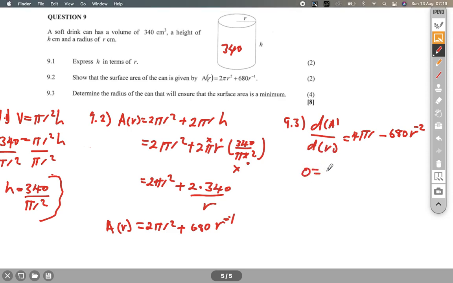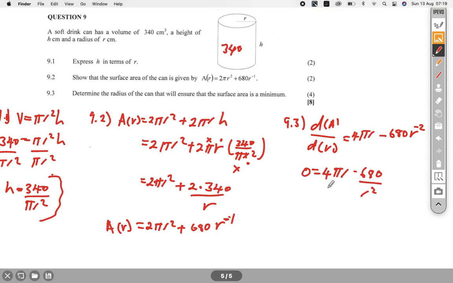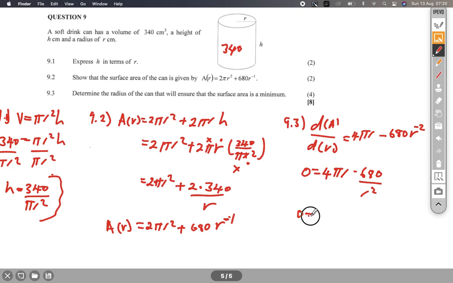So 0 is equal to 4 pi r minus 680. Let's write it as a fraction, so r squared. And then we can multiply throughout by r squared, and this side we will get 0, since everything multiplied by 0 is just 0. So 0 equals 4 pi, and then this part would be r times r squared, which is just r cubed. And then here we would have our minus 680, since the r squared will cancel out.